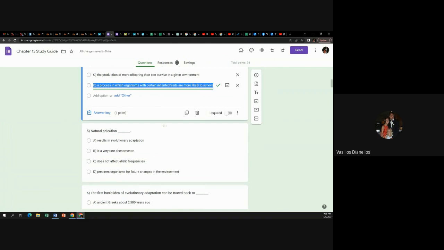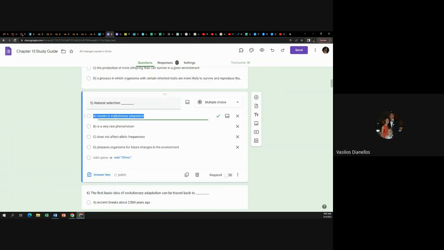All right. Natural selection results in evolutionary adaptation. That is true. Very rare. That is not true. Does not affect allele frequencies. That is not true. Prepares an organism for future changes in environment. Future, making that the wrong option. So the answer is A. Results in evolutionary adaptations.